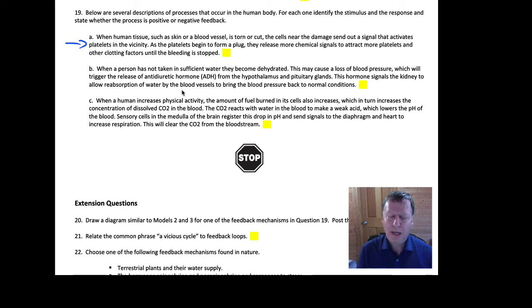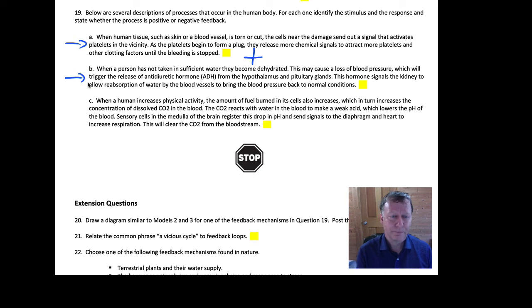So, are we amplifying the effect or are we reducing the effect? Well, in this case, the platelets are being added. If the bleeding is still going, we want more platelets, and more and more until the bleeding stops. So we want to amplify this effect until we actually clot and stop bleeding. So this is a positive feedback loop, because we're amplifying the effect until the bleeding stops.